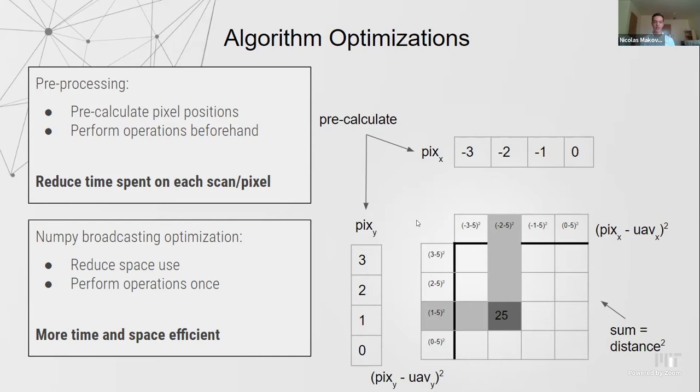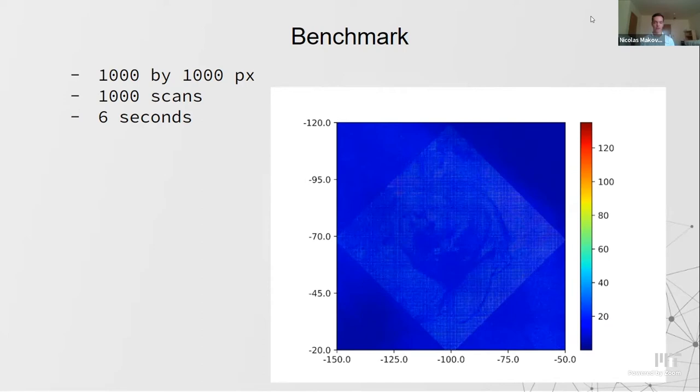These two optimizations combined allowed us to enjoy the time complexity benefits of pre-processing while also mitigating the memory complexity associated with it. We can demonstrate that here in one of our benchmark runs. This is 1,000 by 1,000 pixels and 1,000 scans, and it finished in 6 seconds on one of our computers.